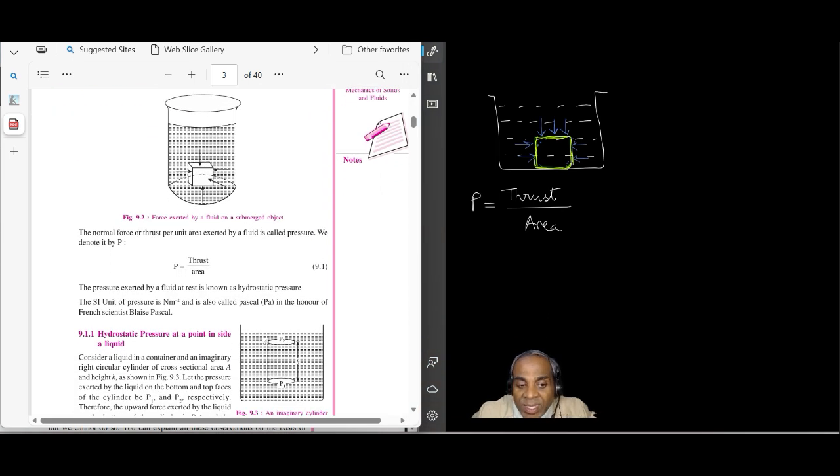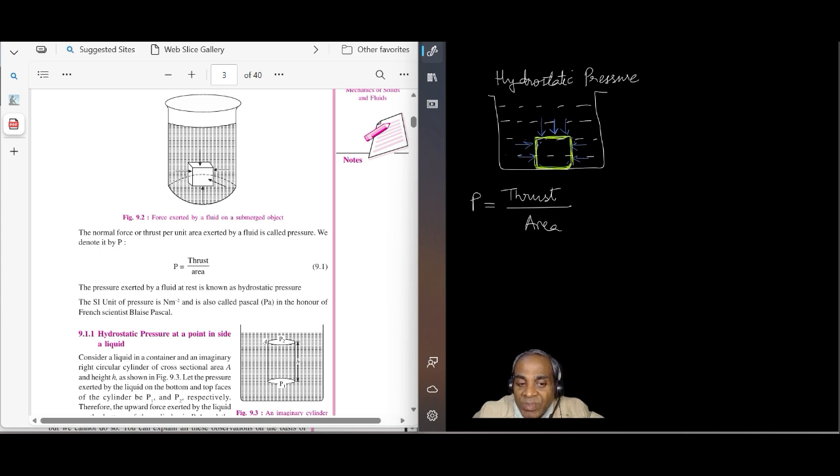And this pressure exerted by the fluid, because the fluid is at rest, water in this case is not moving, it's at rest in the beaker or tumbler. So this pressure exerted by the liquid on the object is called hydrostatic pressure. Okay, this is nothing but hydrostatic pressure. Very simple to understand.